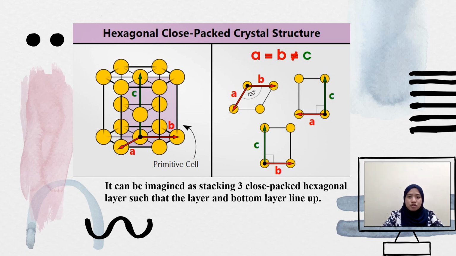Next, hexagonal closed-pack crystal structure. As we can see, the surface at A is equal to the surface at B, but the surfaces at A and B do not equal the surface at C.